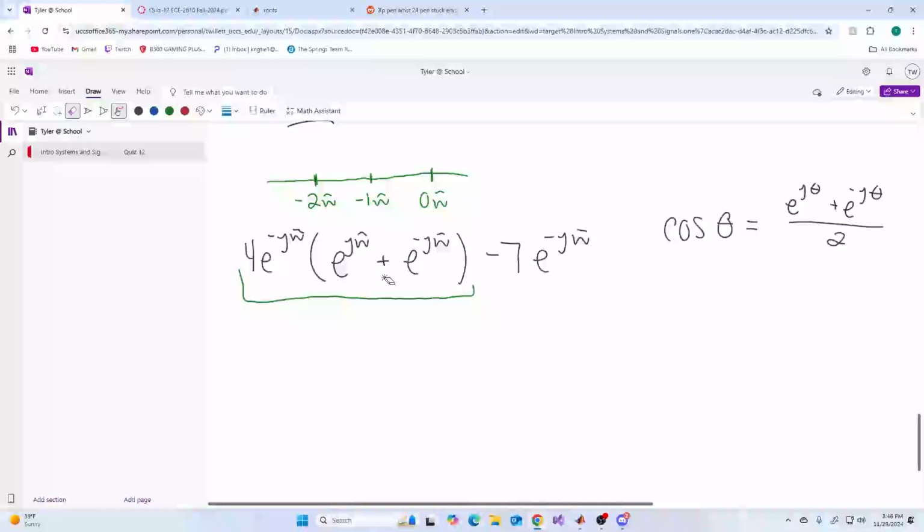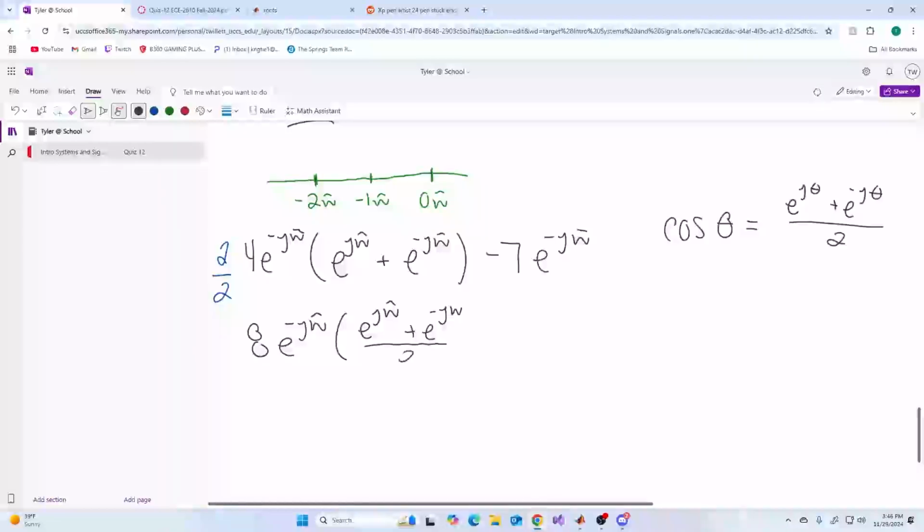But I'm missing that divided by 2. So let me go ahead and erase this really quickly. We need to multiply this one by 2 divided by 2. So I'm going to get 8e to the negative j w hat times e to the j w hat plus e to the negative j w hat divided by 2 minus 7e to the negative j w hat. Let me put my hats on these.